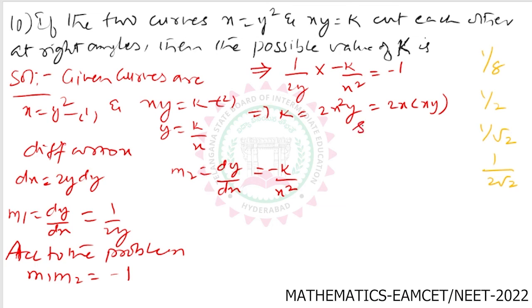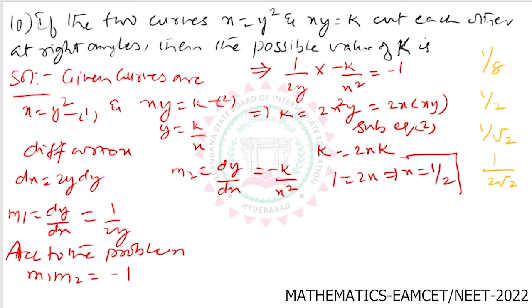Now, the purpose of doing this is, I want to substitute equation 2. What is equation 2? xy is equal to k. Therefore, k is equal to 2x into k in place of xy. It means that k cancels. So, I am left over with 1 is equal to 2x, or x is equal to 1 by 2.